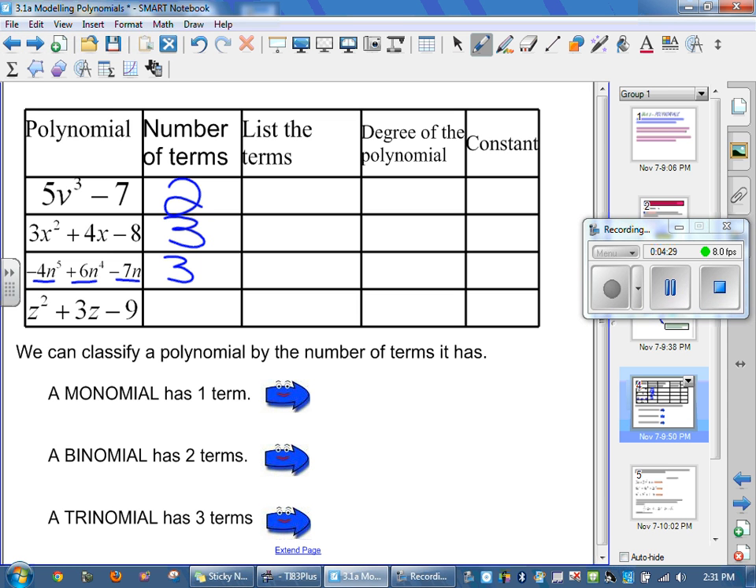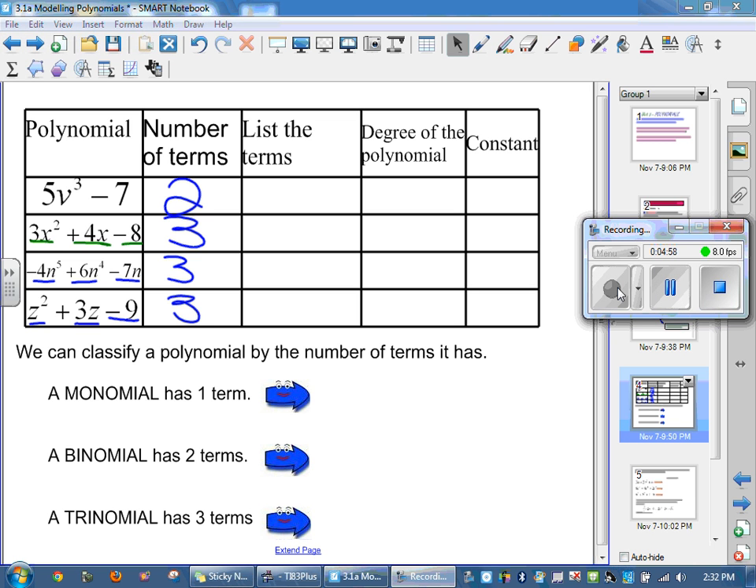The very bottom one, how many terms? We have 3. 1, 2, 3. The terms, remember, are separated by positive and negative signs. So the first thing you do is you find your positive and negative signs. What's in front of it? What's behind it? And you count them. On example 2, 3x squared is 1 term, 4x is 1 term, and the negative 8 is 1 term. 3 terms.